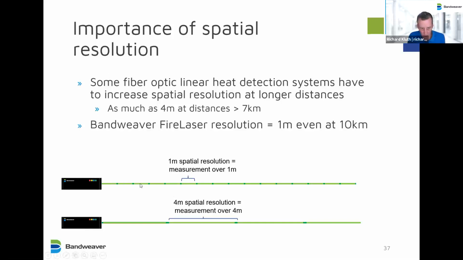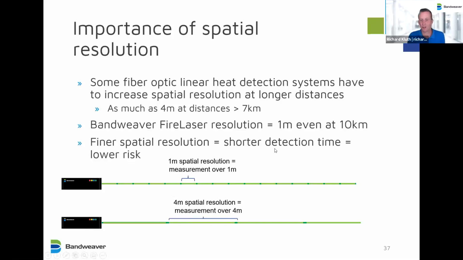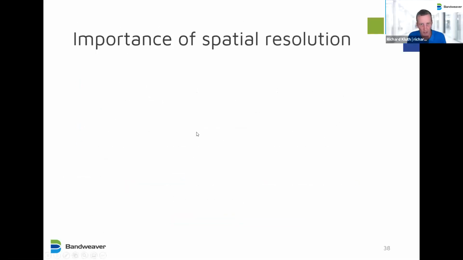So you can see this is what a 1 meter measurement looks like. This is what it looks like when it's 4 measurements. And finer spatial resolution means shorter detection time and lower risk. And again, we'll work through an example to show that.